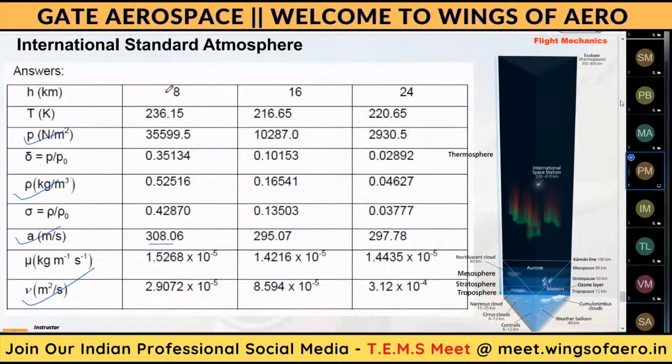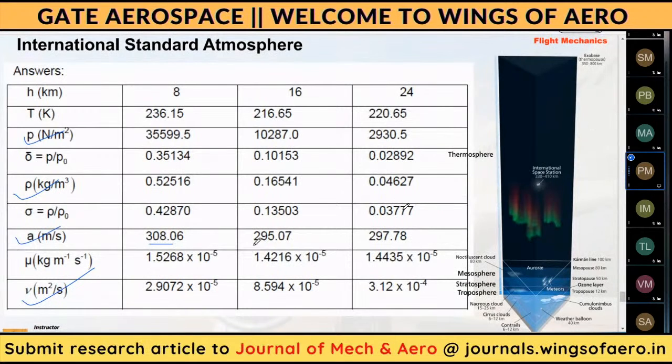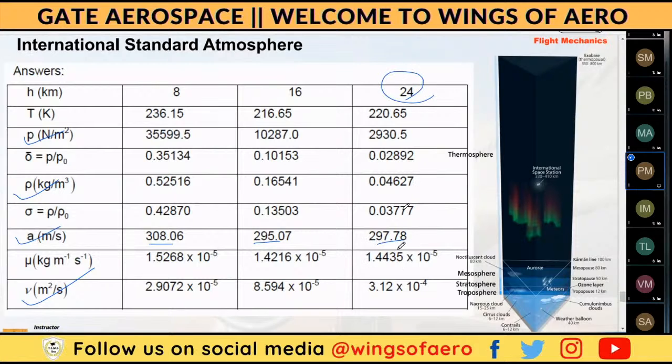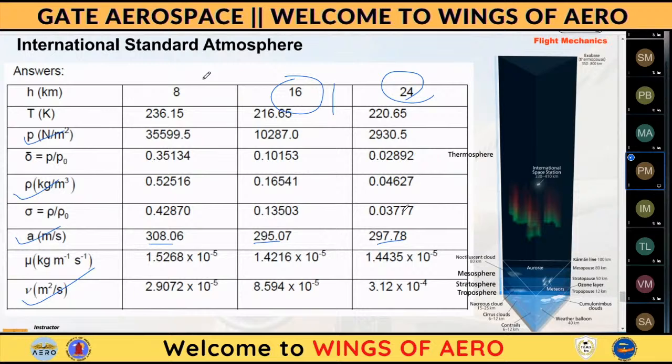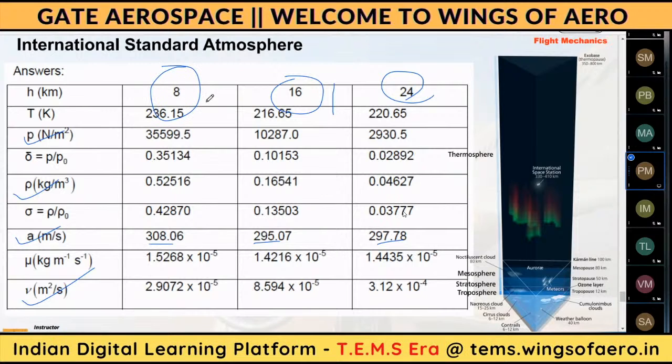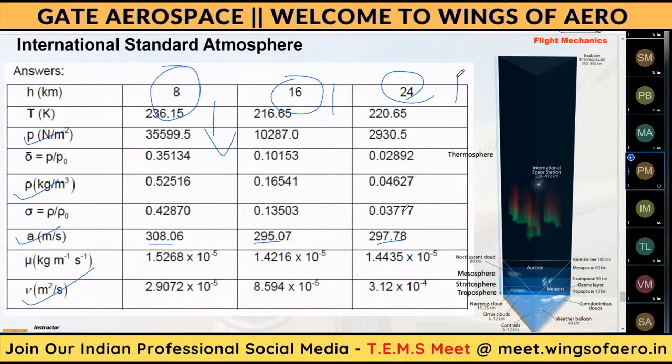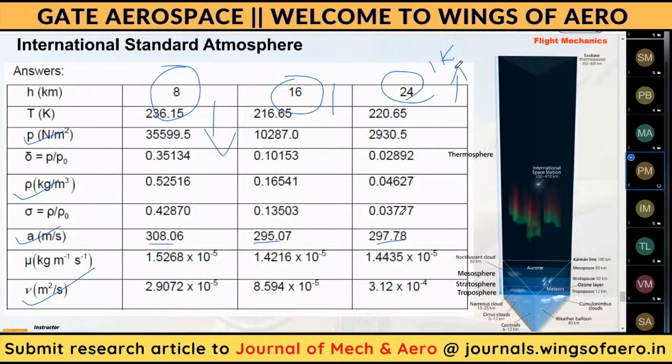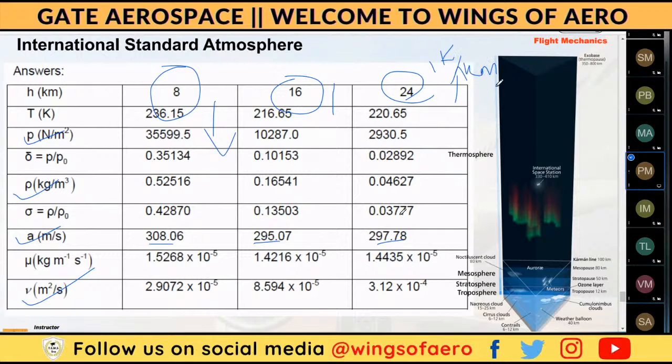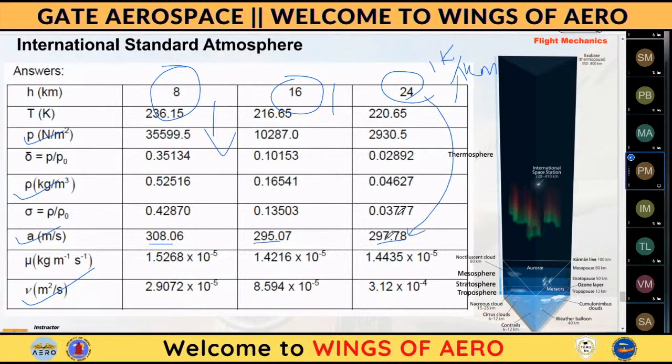Only one thing I want to say with this comparison. Here you can see the speed of sound is decreasing, and again decreasing, and then at 24 kilometers it starts to increase. The reason is at 16 kilometer altitude, temperature is constant, and at 8 kilometer altitude, temperature is decreasing. But at 24 kilometer altitude, the temperature starts to increase at 1 Kelvin per kilometer. That's why the speed of sound increases at this particular altitude.